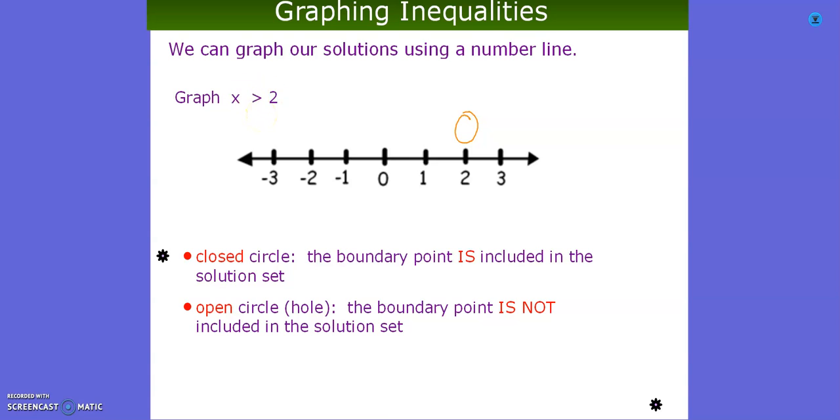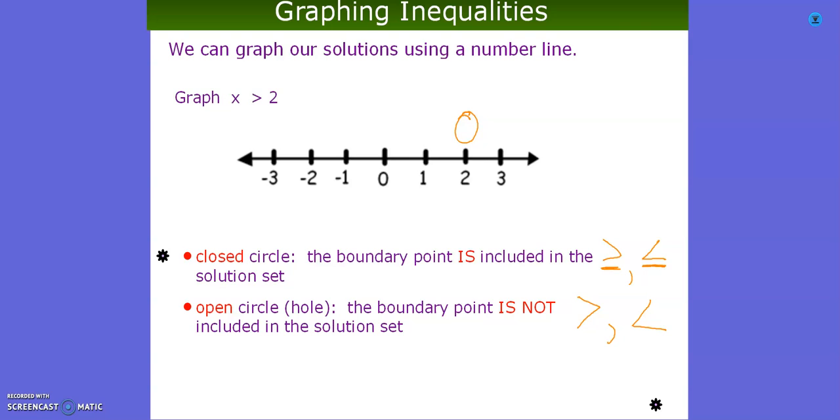So let's see. If I look at my symbol, it says greater than. So my numbers have to be greater than 2. But I'm not including 2 because it doesn't say greater than or equal to. So if it's just a greater than symbol or a less than symbol, we're going to use an open circle. If it's greater than or equal to or less than or equal to, then we go ahead and fill in our circle. So this one, x is greater than 2, is going to be an open circle.